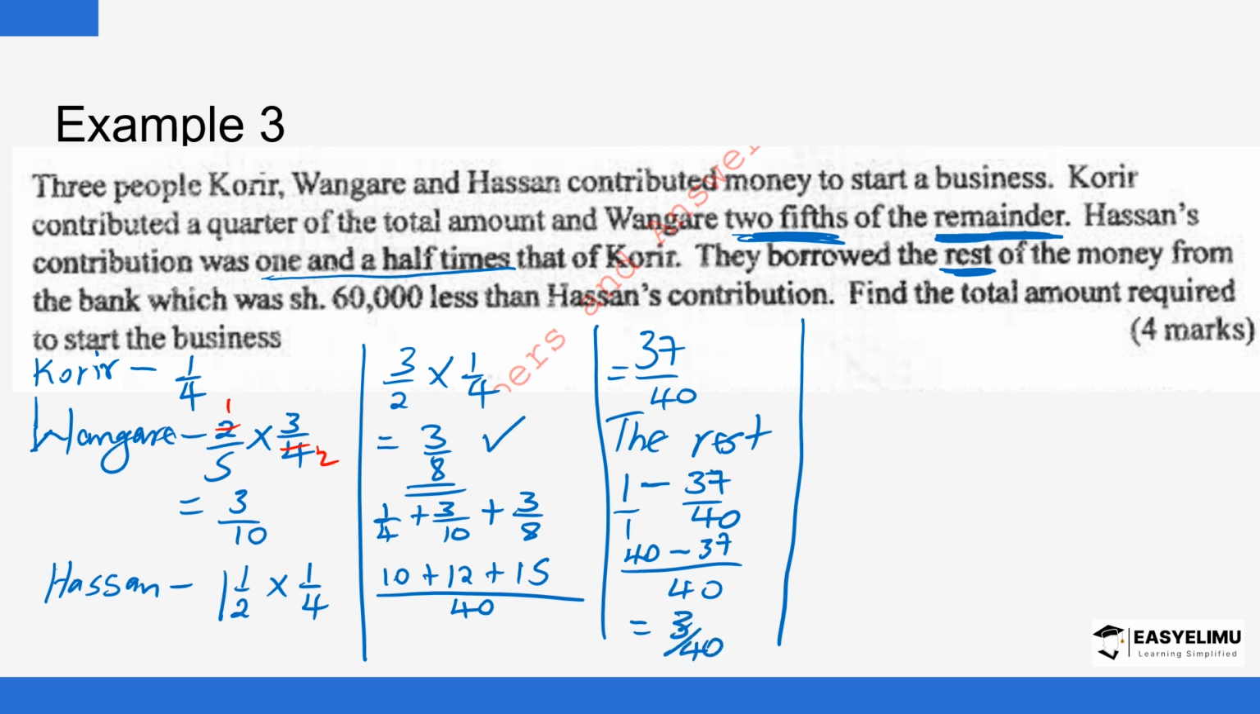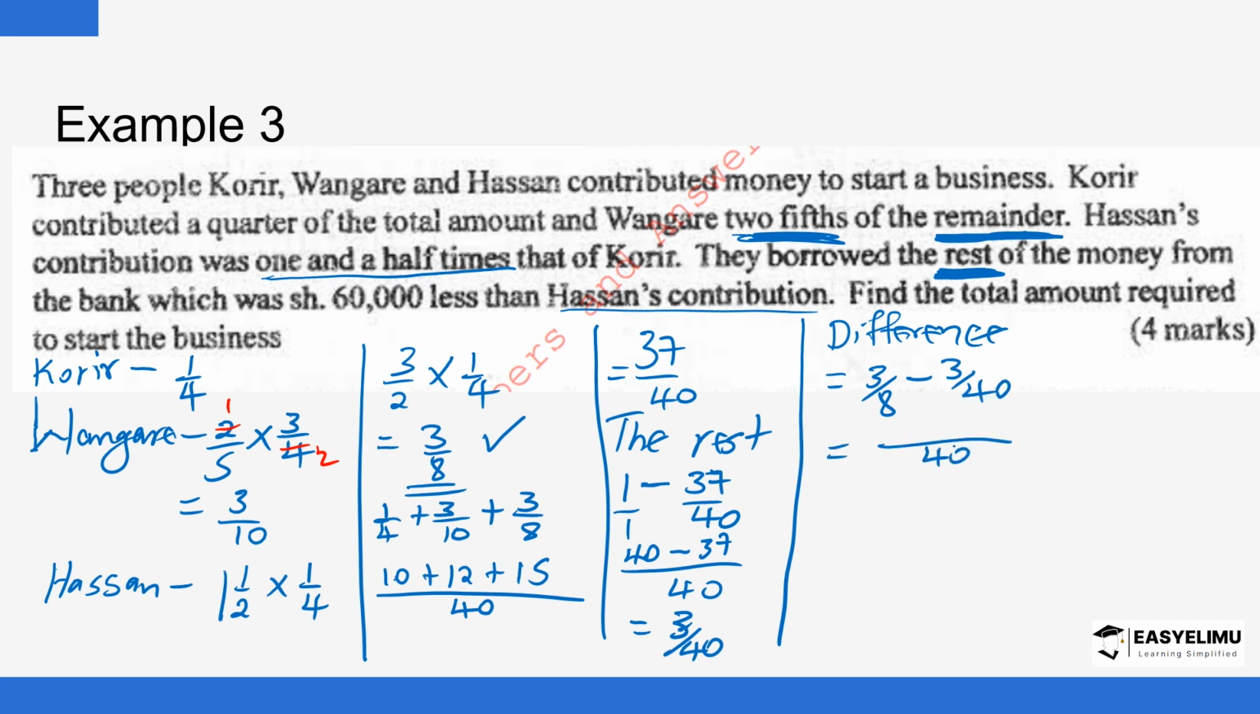3 over 40. So they borrowed the rest of the money from the bank, which was 60,000 less than Hassan. So the difference between Hassan's contribution and the rest here is what is equivalent to 60,000. So we have to get the difference between Hassan's contribution and the rest. So Hassan's contribution is 3 over 8. So the difference here is 3 over 8 minus 3 over 40.